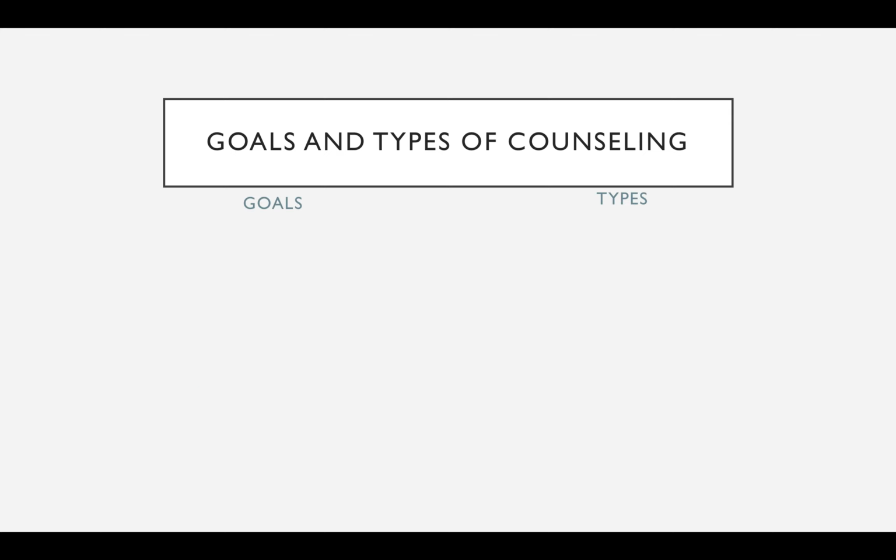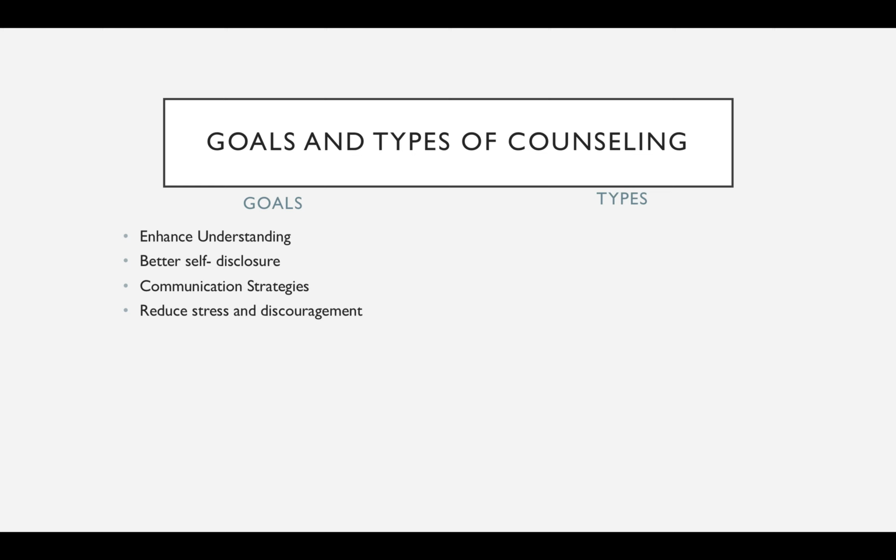So some goals and types of counseling. So the goals include enhancing an understanding of hearing loss and the process, better self-disclosure, being aware of yourself, communication strategies, and then reduce stress and discouragement, along with increase the satisfaction with services. This should be a side effect, not a goal. You want to increase the adherence and compliance with the oral rehab plan.